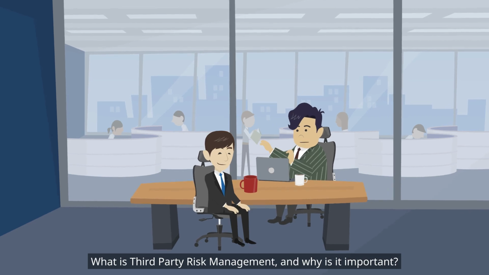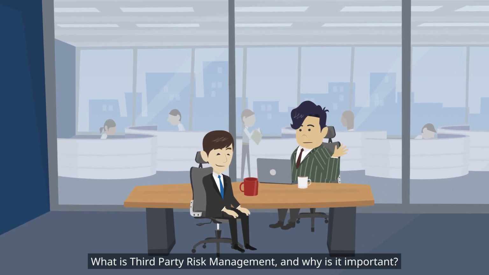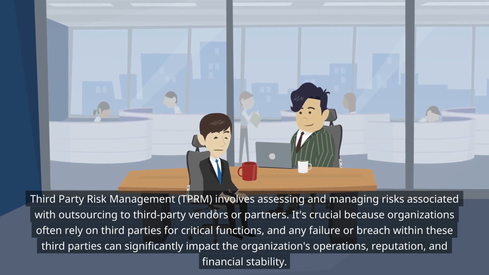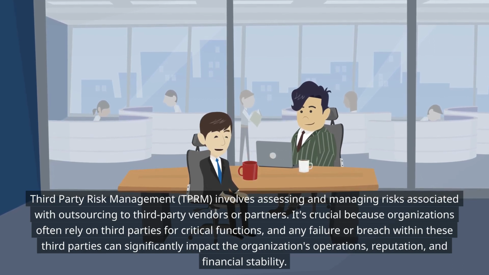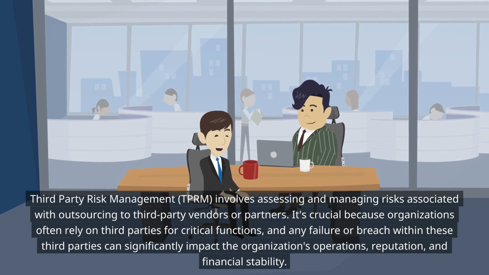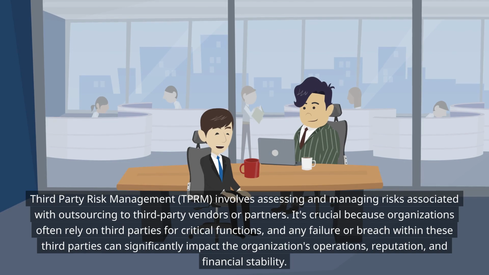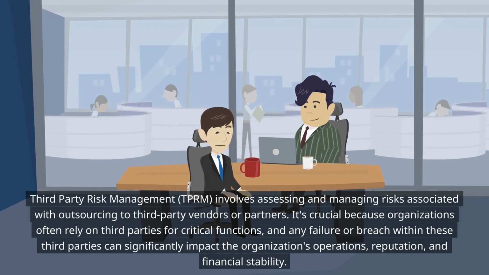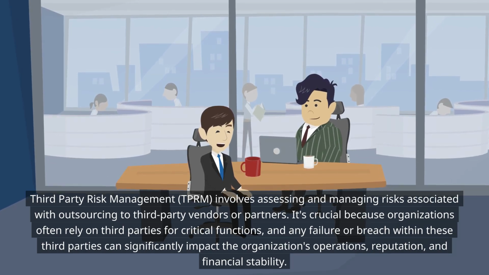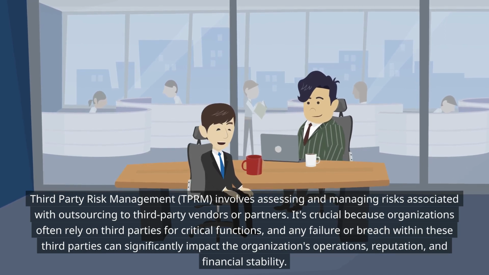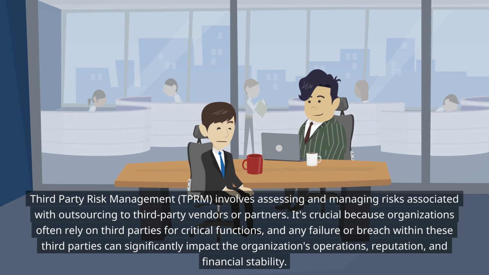What is third-party risk management, and why is it important? Third-party risk management, TPRM, involves assessing and managing risks associated with outsourcing to third-party vendors or partners. It's crucial because organizations often rely on third parties for critical functions, and any failure or breach within these third parties can significantly impact the organization's operations, reputation, and financial stability.